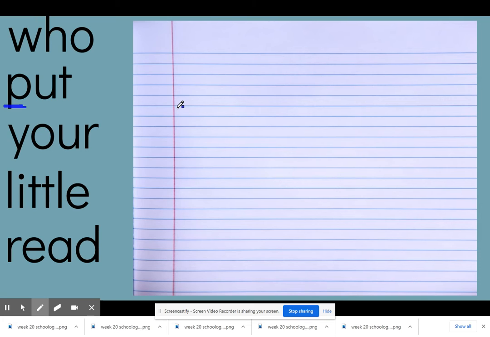Okay, and now I'm going to have you check. Make sure you have your spaces. Make sure you have a capital letter at the beginning. Double check to make sure you have a period at the end. And remember, only a capital letter at the beginning. We shouldn't have any other capital letters in our sentence. Okay, and so here is what it should look like.